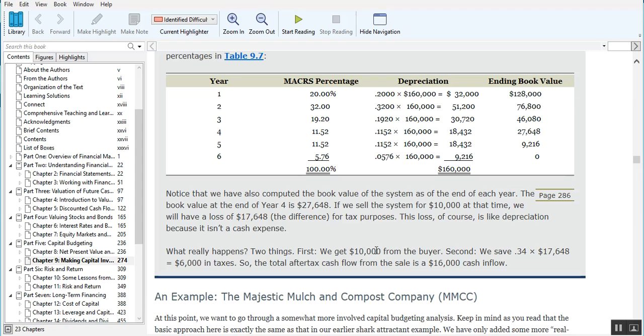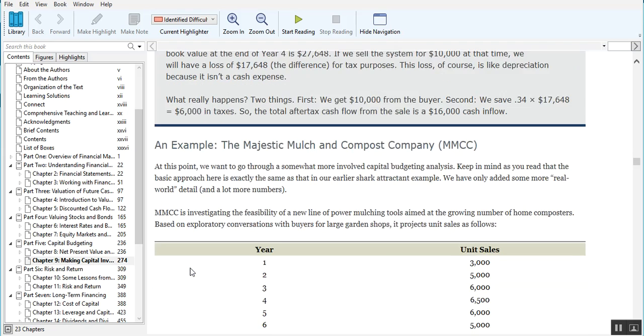So we get the $10,000 cash from the buyer. We do have this loss because of the book value. But when we talk about cash flow, we get $10,000 in cash from the buyer. And second, we're going to save some money on our taxes by taking the tax rate for our business times that loss. So we save $6,000 in taxes. So in that case, the after-tax cash flow is $16,000 because we're adding back the 10 and adding back the savings we have in taxes.